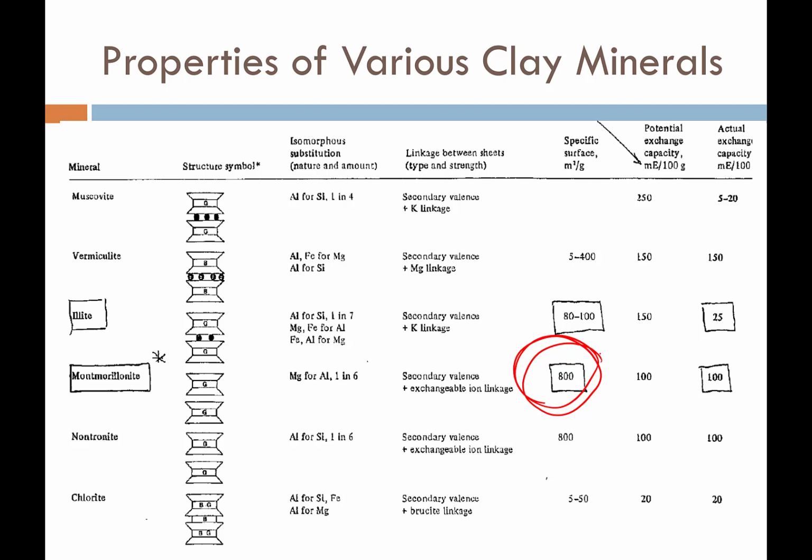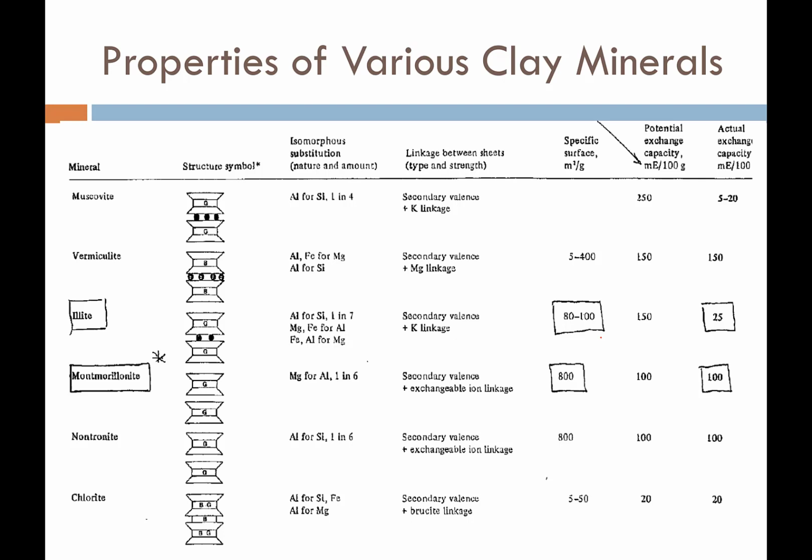800 square meters. That's almost a football field in 1 gram of montmorillonite. If you were to pound that montmorillonite completely flat, that's how much surface area is in 1 gram of montmorillonite. And that's why, folks, montmorillonite is so stinking reactive with various cations and with various water and anything. There's so much surface area that it can react with, okay?